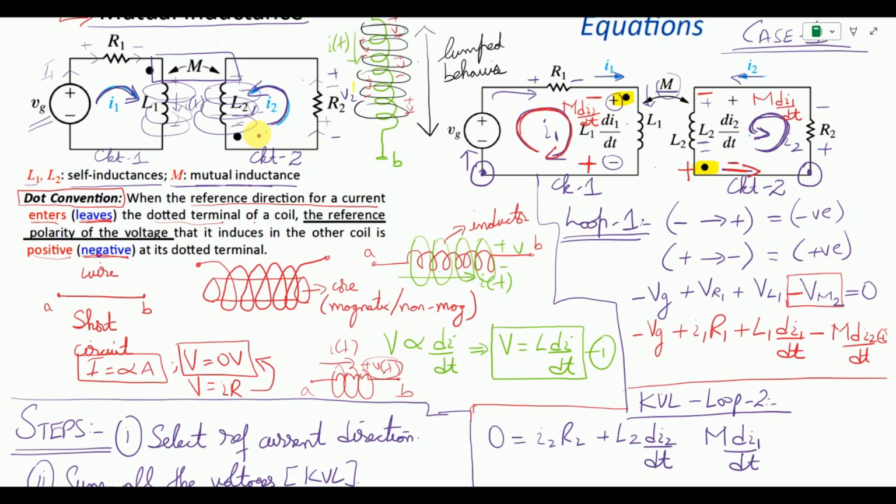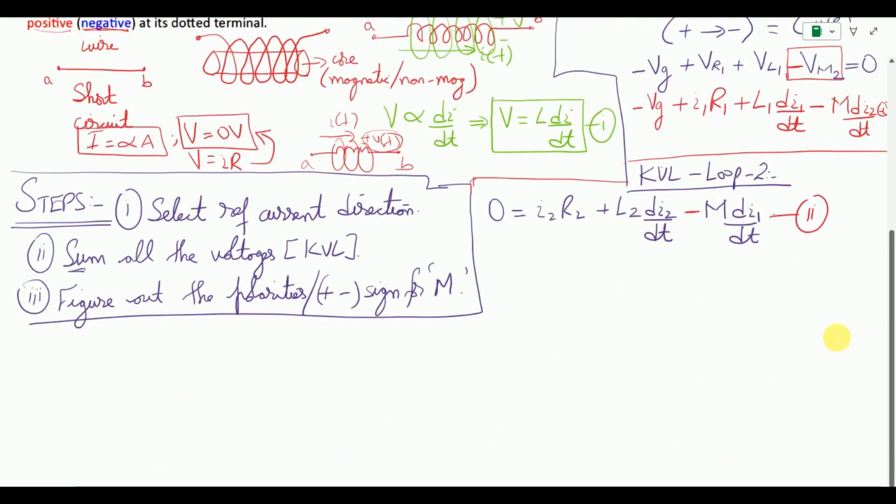So here the sign is going to be such that when I move in the counterclockwise direction, the first thing I'm going to encounter for M is negative M di1 by dt. So this is my equation number 2 for the second loop, and the above equation was equation number 1. This is how you find the sum of all voltages, especially for the mutual inductance effect on both of the inductors. Similarly, we have figured out how to find the polarities, and this is through the dot convention, the third step that we have shown over here.